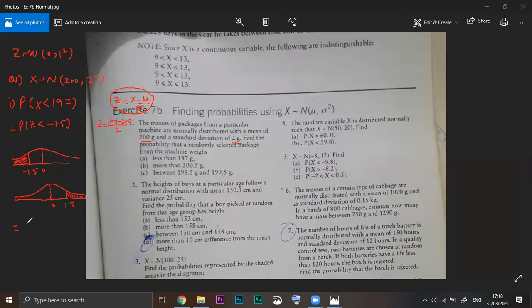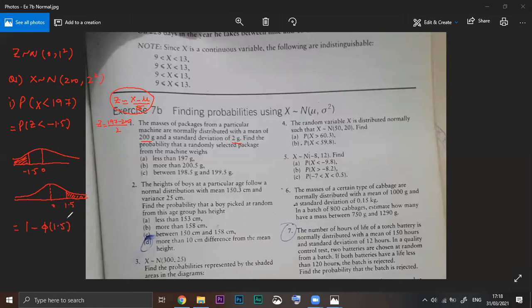So phi of 1.5 means the area to the left of 1.5, but we need the area on the right hand side. The required area is on the right hand side. The total area under the curve is 1. We will subtract the area from 1 and we will get the required probability.